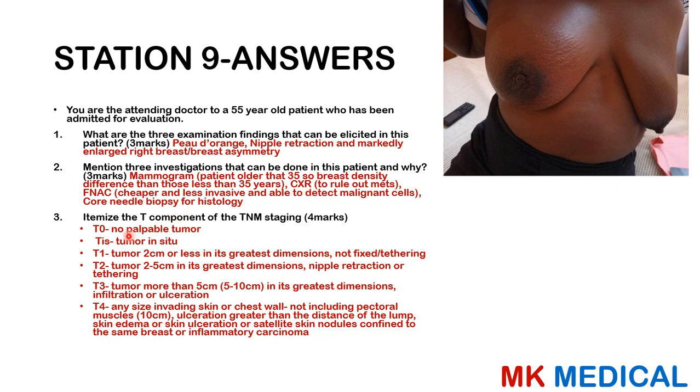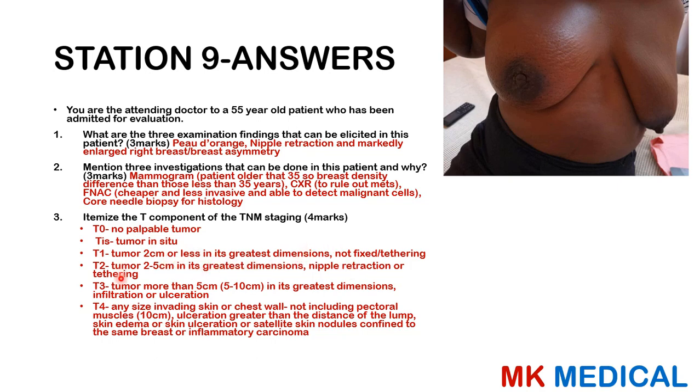Then remember the TNM staging. T is for the tumor size, so T0 is no palpable tumor. TIS is a tumor in situ. T1 is a tumor size that's 2 centimeters or less in its greatest dimension, but it's not fixed or tethered. T2 is a tumor size that's 2 to 5 centimeters in its greatest dimension. There is some nipple retraction or tethering.